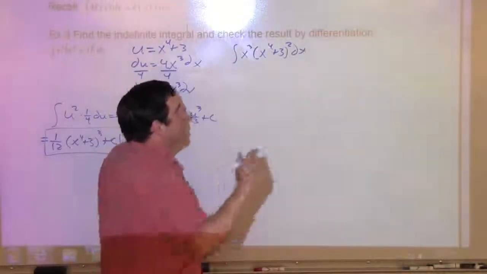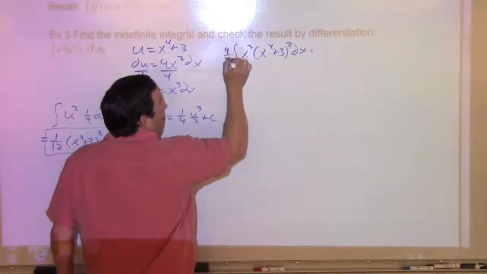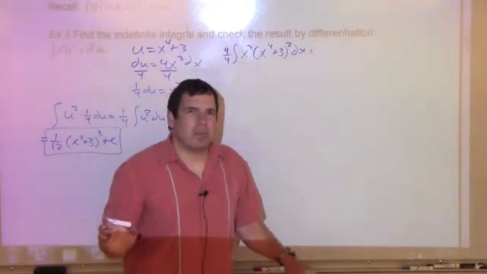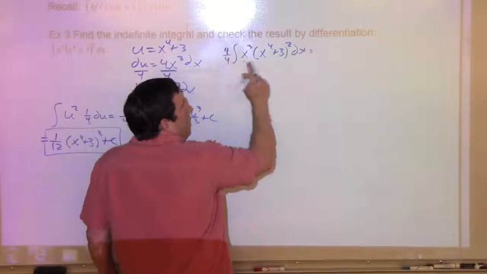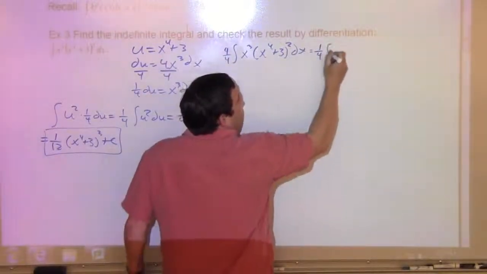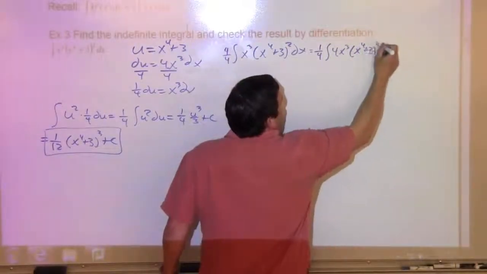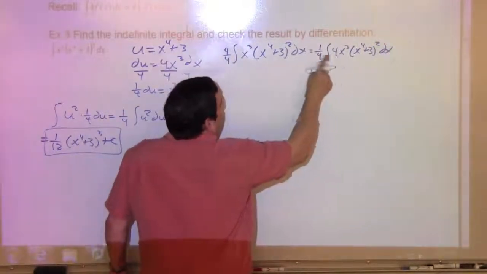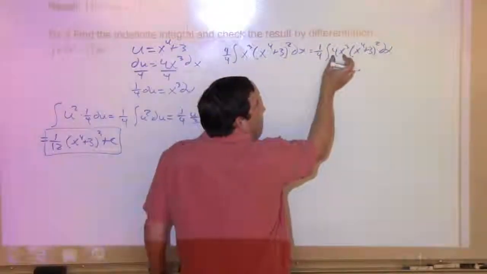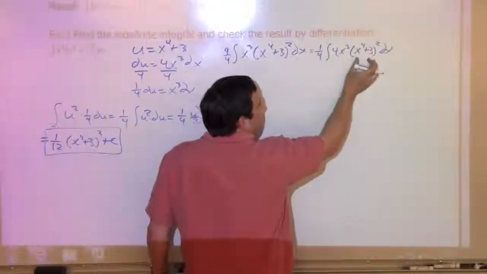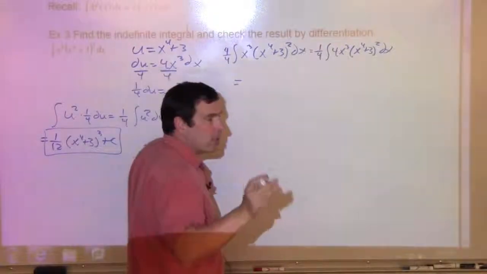But what if we took this one step and said, okay, I'm going to multiply this by 4 over 4. I'm multiplying it by 1. Nothing's changing about the value, but the way it appears is going to change a little bit. Why do I do this? So I can write this as 1/4 integral of 4x cubed times (x to the 4th plus 3) squared dx. 1/4 of 4 is 1. So what we have here is the derivative of what's inside. And this is where you'll be doing it all mentally in your head.